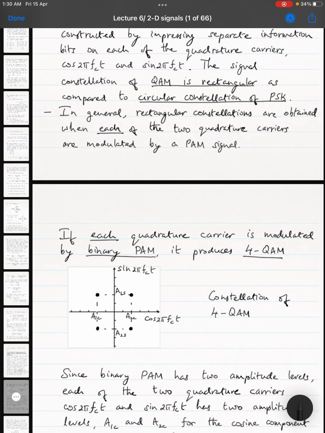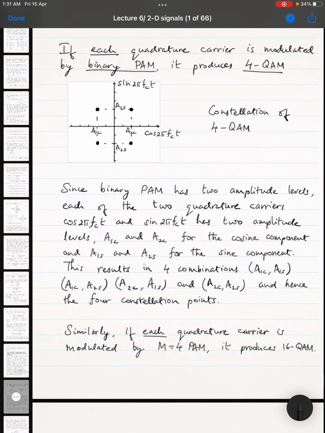And now, because these need not be of equal energy, in this case, since the distance from the origin is the same for all the 4 points, for the QAM signal of 4 QAM, they turn out to be of equal energy. But as we see later, when we increase the value of M to 16 or 32, we will end up in a scenario where the energies are not the same. So if we modulate the quadrature carriers, cosine and sine, using a binary PAM signal, then we get a 4 QAM signal.